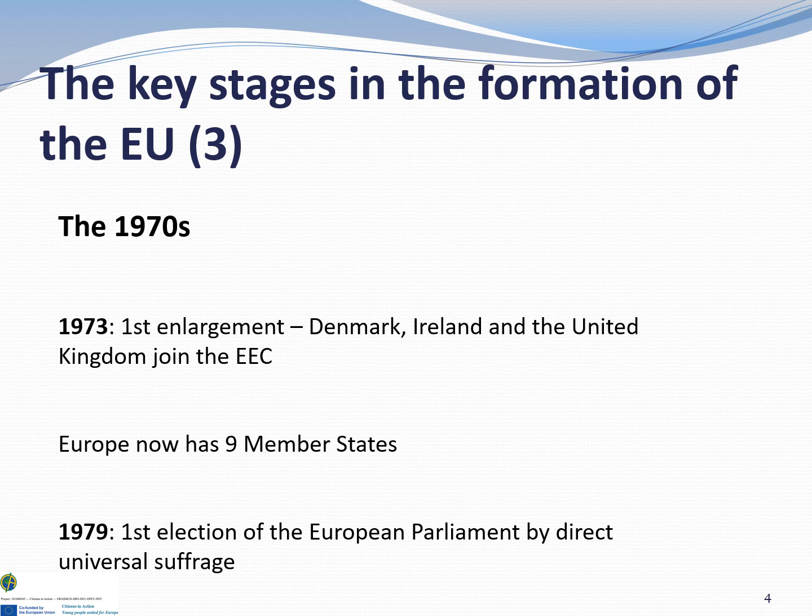In the 1970s, we should consider 2 main events. In 1973, the first enlargement. Denmark, Ireland, and the United Kingdom joined the European Economic Community. Europe now has 9 member states. In 1979, we have the first election of the European Parliament by direct universal suffrage.